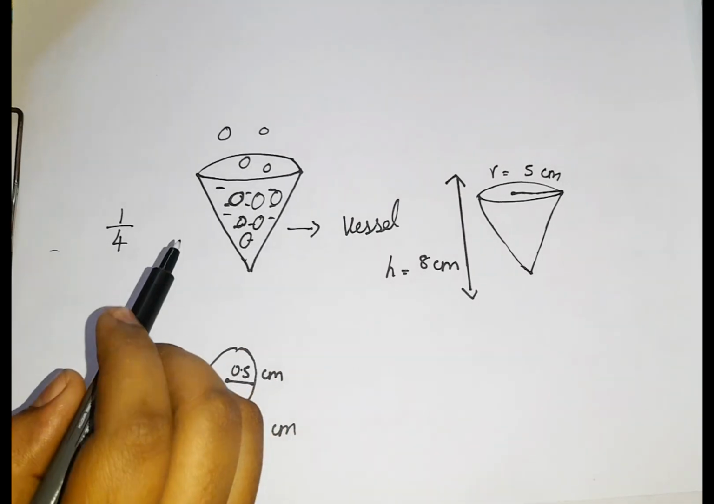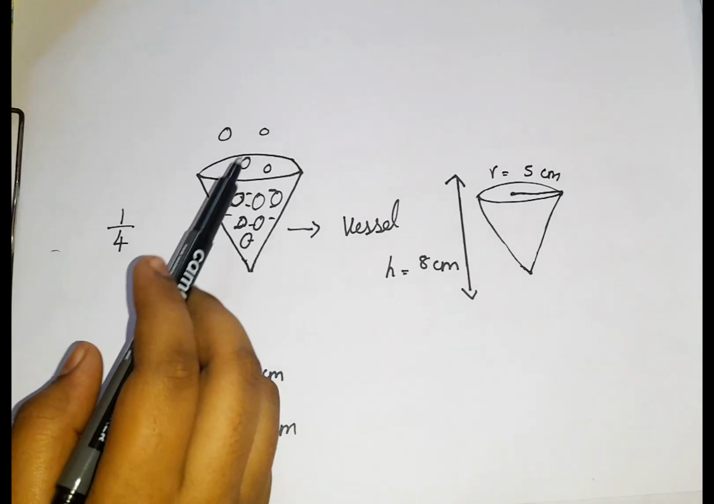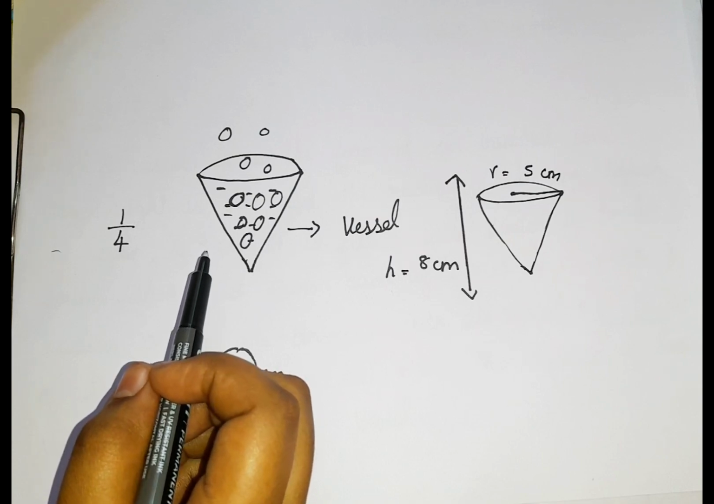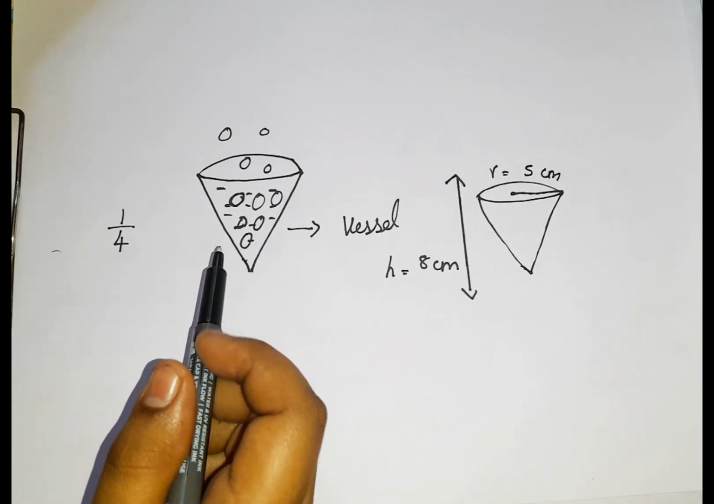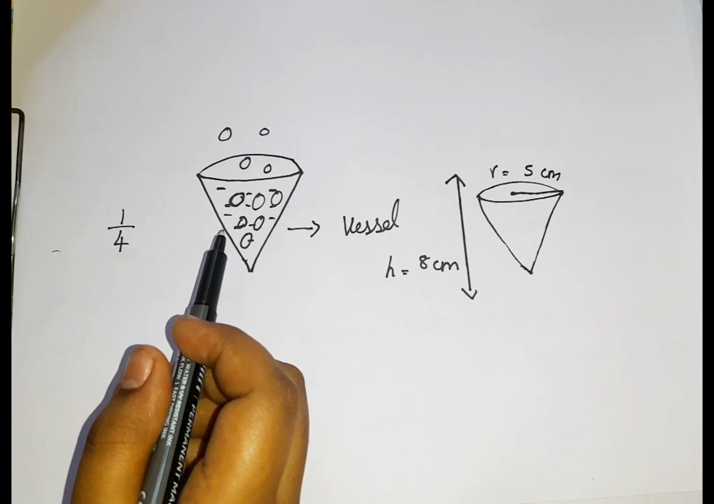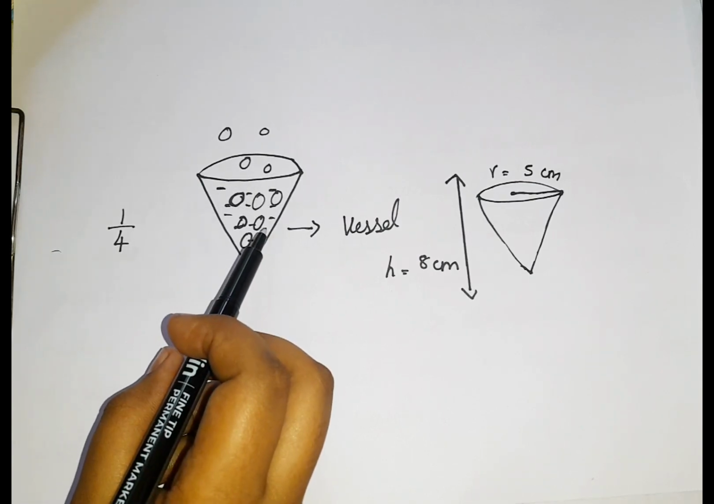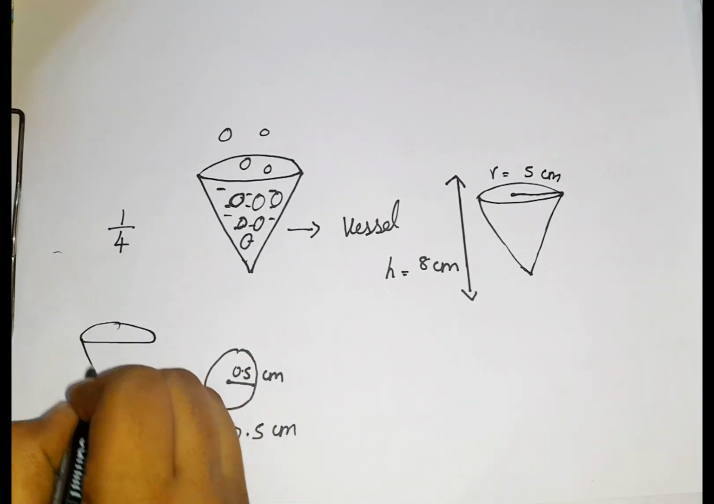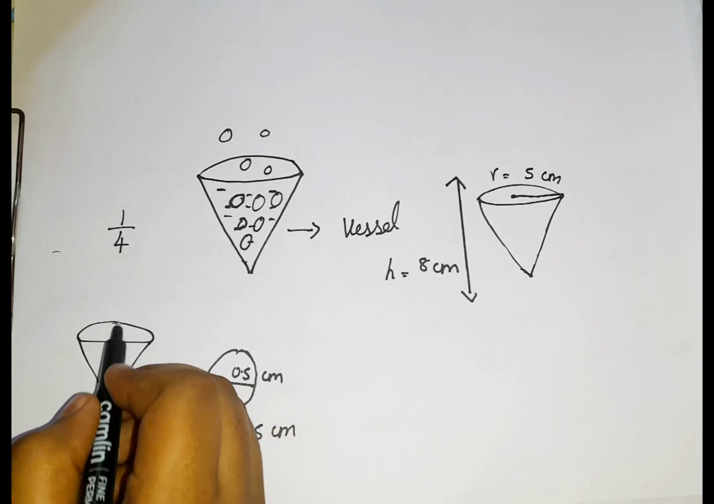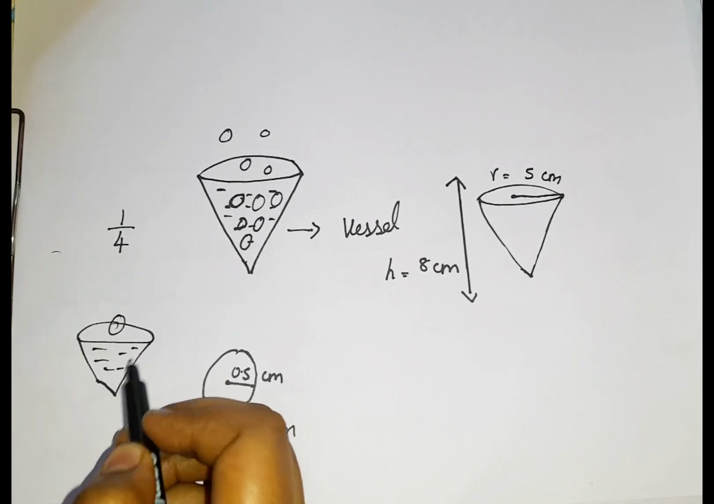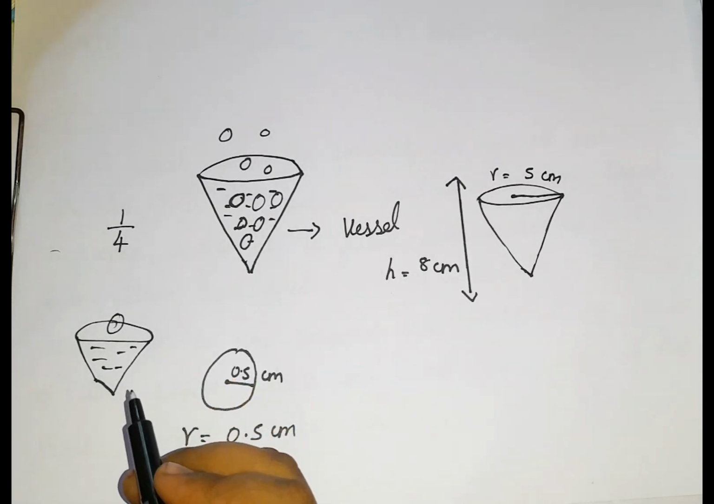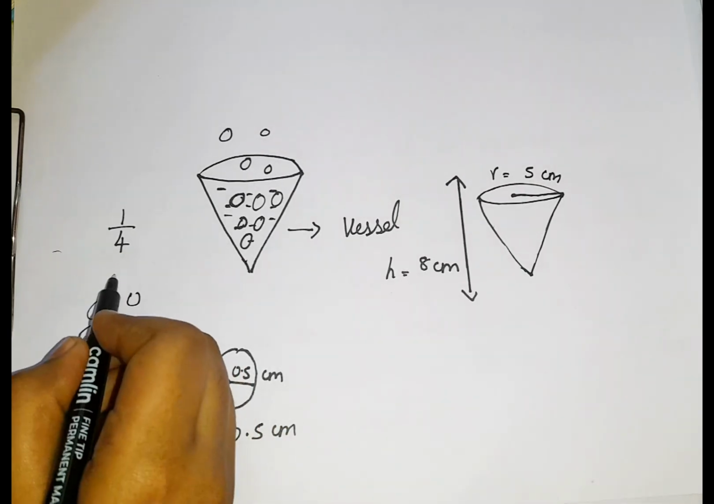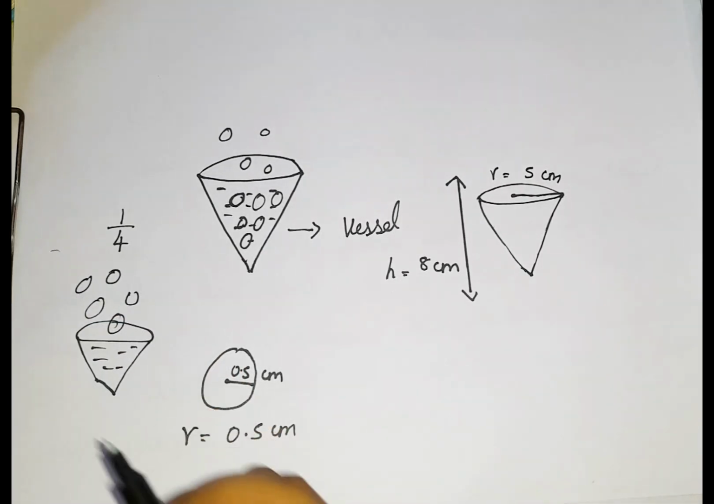Now how to find it? If I throw a lot of lead shots, a lot of water flows out, am I right? The number of lead shots I put inside the cone, that much water will come outside. So for example, this is a cone. If I put one lead shot, then only some amount of water will flow out. If I put 2, 3, or 5, then a lot of water might come out.